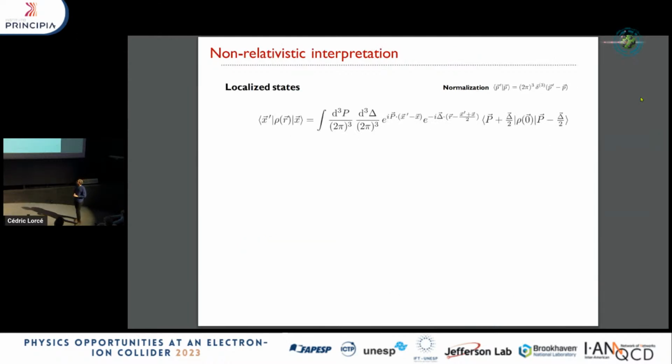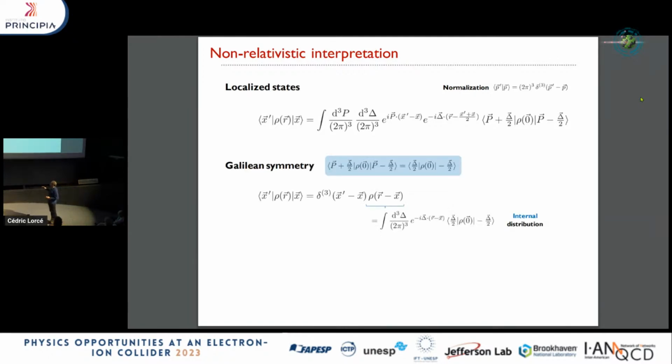Okay, so how is it justified to consider the Fourier transform in the non-relativistic case? In the non-relativistic case, we can definitely define position eigenstates and look, for example, at the density operator sandwiched between position eigenstates. So you can represent the position eigenstate in terms of momentum eigenstates through Fourier transform. You switch your coordinates to the average 3-momentum and the 3-momentum transfer, and you get such a matrix element. And a key point here is Galilean symmetry.